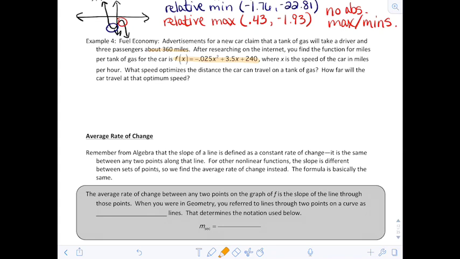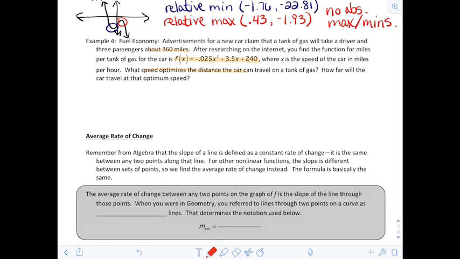All right, so f of x would be your result, how many miles you could get on 1 tank of gas. X is the speed that the car is going in miles per hour. And as you probably know, there's an optimal speed so that you can get the most out of your gas. Okay, so we want to find out from this equation what speed optimizes the distance the car can travel on 1 tank of gas. Okay, so we want to go to our calculators for this.